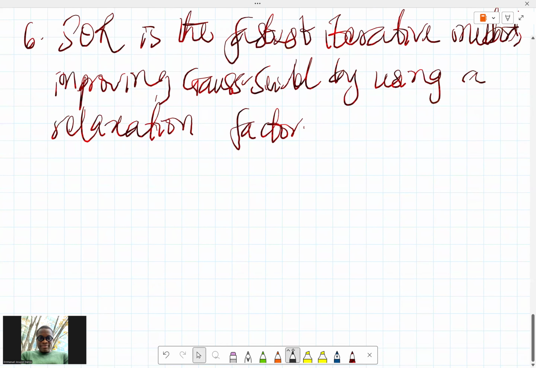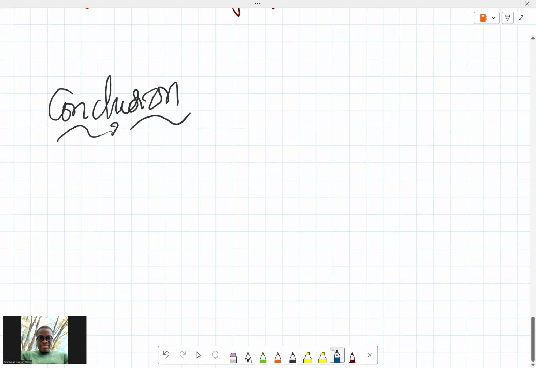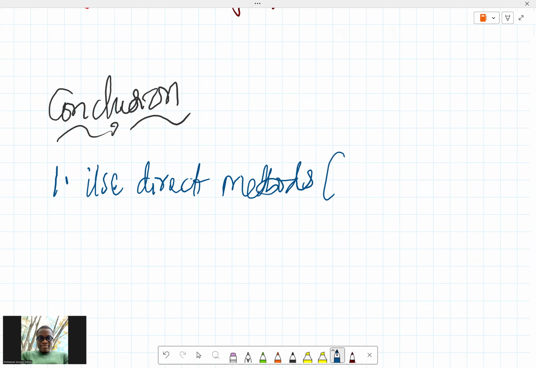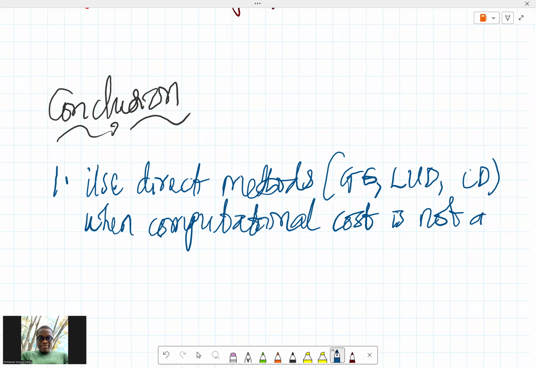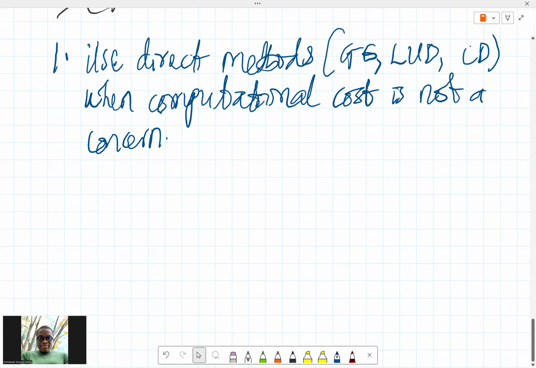So in conclusion, point one is to use direct methods, which we know are Gaussian elimination, LU decomposition, and Cholesky decomposition, when computational cost is not a concern. If you don't have a problem with computational costs, you're good to go.